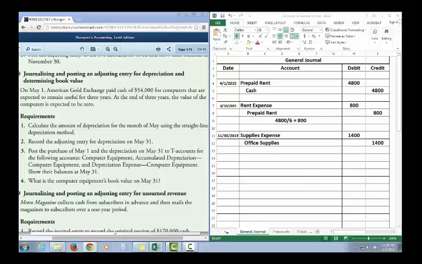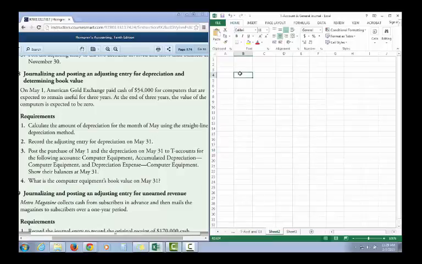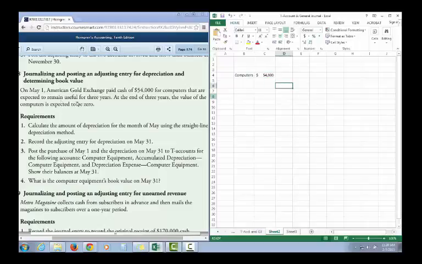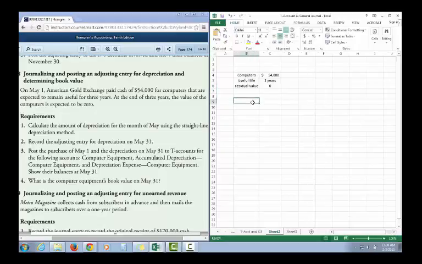So let's calculate the depreciation and what's expected. We paid cash of $54,000 for our computers. That was the initial cost of our computers. And it says they're going to have a useful life of 3 years. And then the residual value, what they're worth at the end of the useful life, is 0. We need to know all that information.